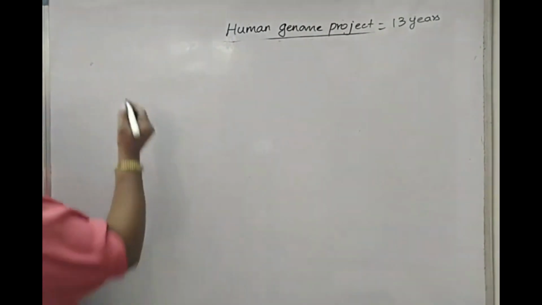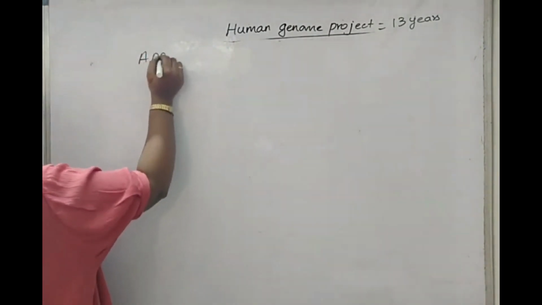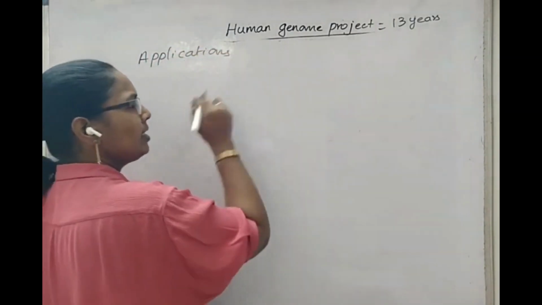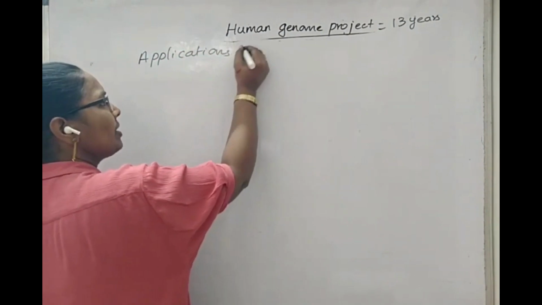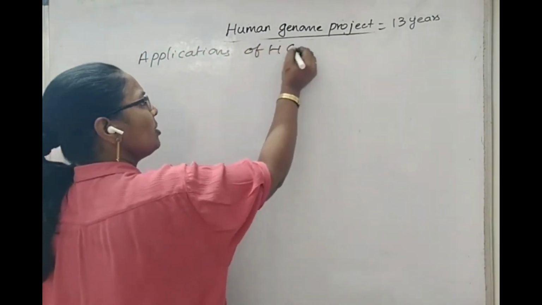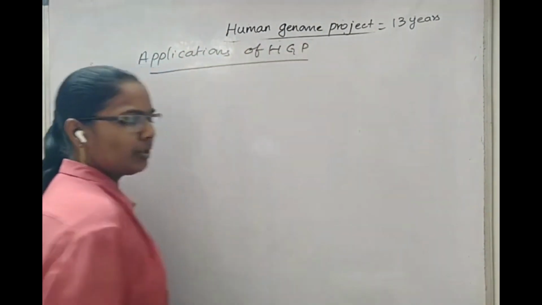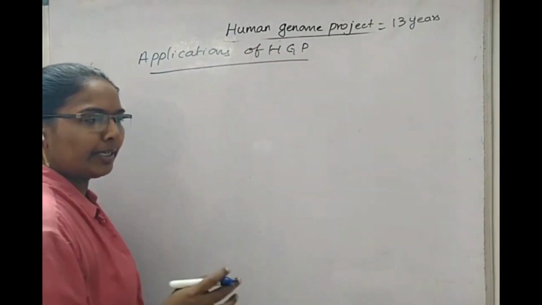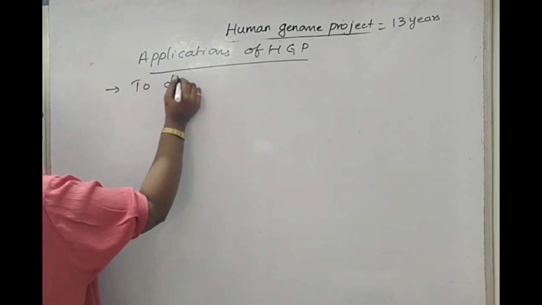Next one. What are the applications of the Human Genome Project? The last topic: applications under the Human Genome Project. The next one is DNA fingerprinting. So now we will see the applications of the Human Genome Project. What is the use of this one? To diagnose a disease and give treatment.